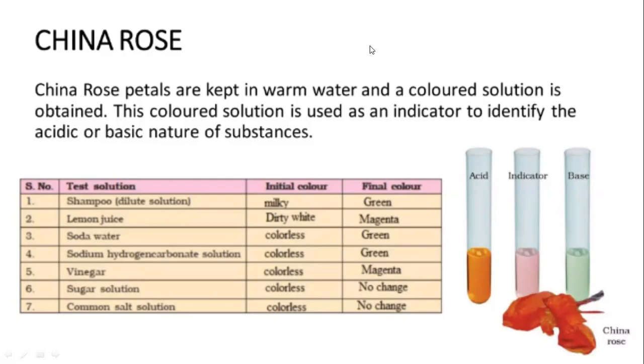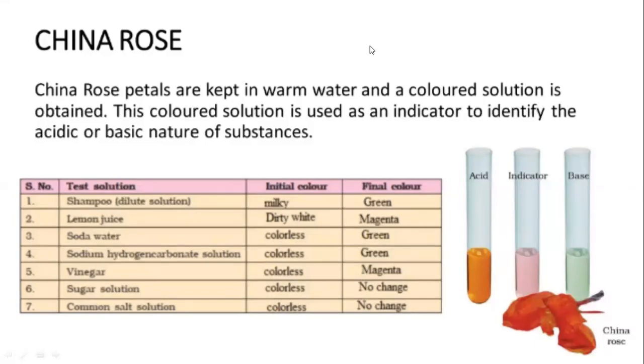Now soda water. Soda water is colorless in itself, but if I mix China rose in it, it becomes green in color. Similarly, sodium hydrogen carbonate or sodium carbonate. Again, these all are bases, so they will become green in color from colorless. Vinegar is also an acid. Vinegar is acid, so it will become magenta color.